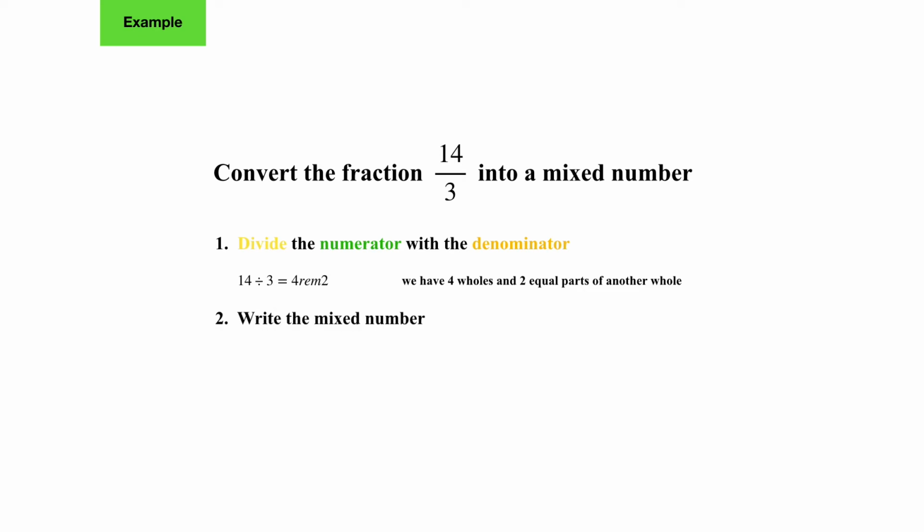Next, we are going to write the mixed number, and we're going to do it as follows. We're going to say 4 2/3. Why do we say 4 2/3? Because we have to remember that we have 2 equal parts of 3, and that the denominator given to us in the original improper fraction, 14/3, was 3. So we need to write that remainder on top of the original denominator. So 14/3 converted into a mixed number will give us 4 2/3.